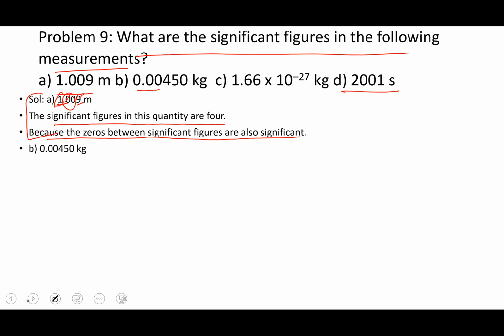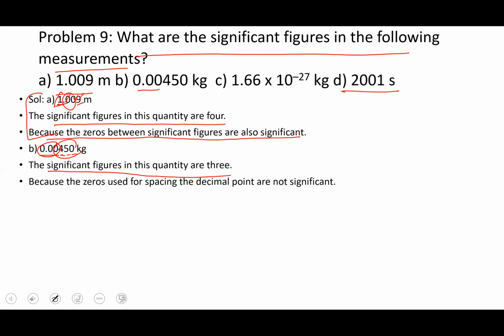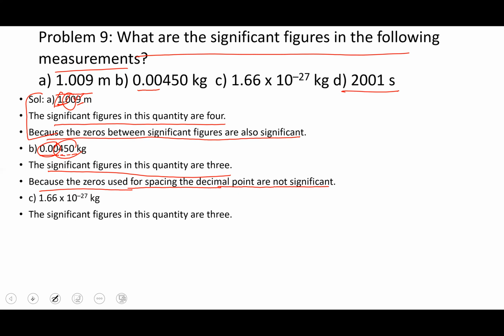Next one, it says 0.00450. So these zeros are not significant because they are on the left hand side of the significant figures. So what do we have? The significant figures in this quantity are 3. So 4, 5, and 0 are significant, and the other 3 zeros are not significant. And we can give the reason because the zeros used for the spacing of the decimal points are not significant in this case. 1.66 into 10 to the power minus 27 kilograms. The significant figures in this case are 3. So 1, 2, and 3.